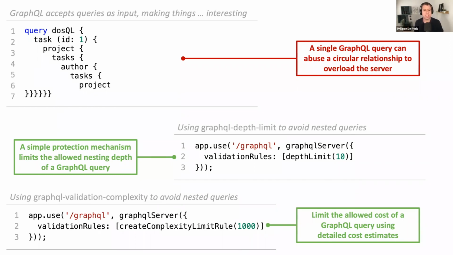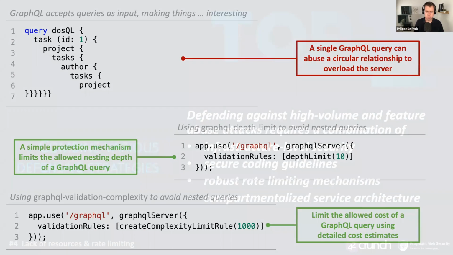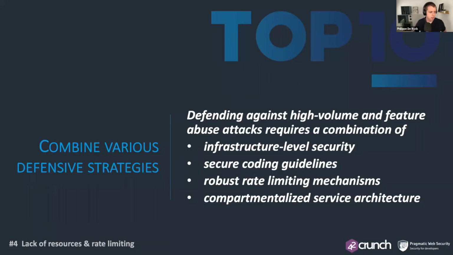In a more traditional example, which I don't have a slide for because this is much more commonly known, you'll have counting requests per minute or per second or something like that. That's also application level rate limiting, which is typically quite well supported in application libraries and gateways and so on. Brings us to a takeaway for number 4, lack of resources and rate limiting.